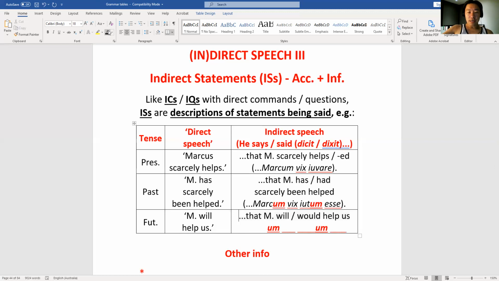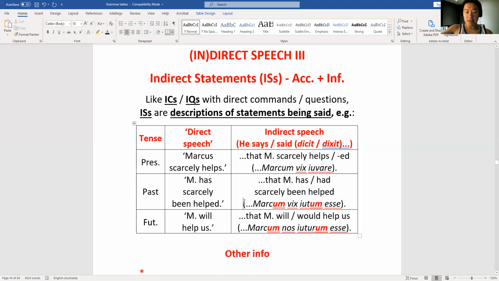So if you want to describe that quote, you'd say, he says or said that Marcus will or would help us. So he says that he will, said that he would. Marcus is the accusative, Marcum. Just to complete the sentence, us is nos. And now we have a future active infinitive, so that's a future active participle. So not utum, but uturum, and esse.